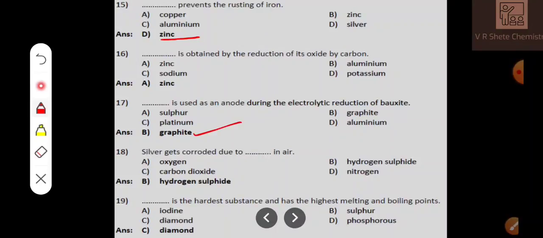Graphite is used as an anode during electrolysis of bauxite reduction. So graphite element is utilized. Silver gets corroded due to formation of hydrogen sulfide in air. H2S gas which is present in the air reacts with the silver.